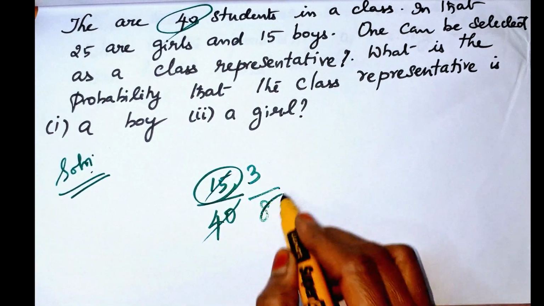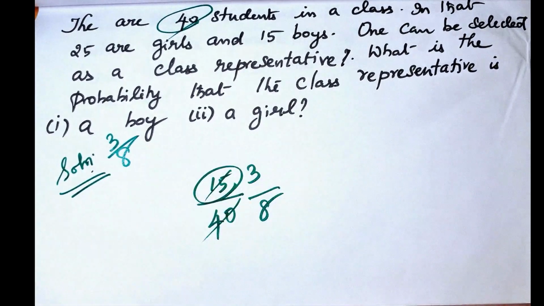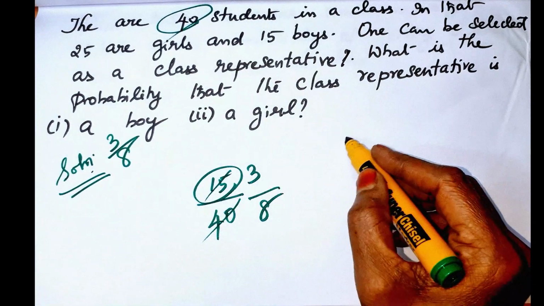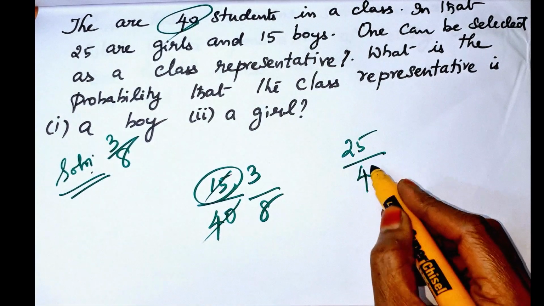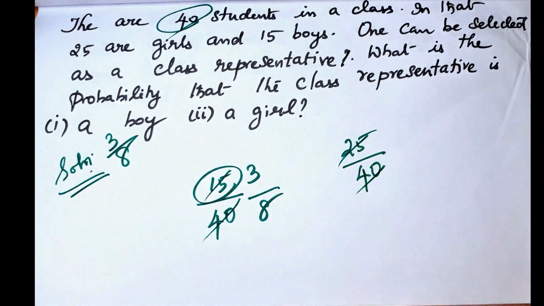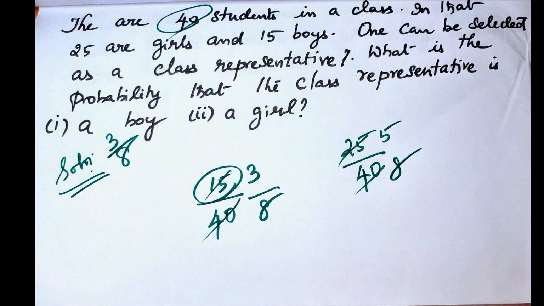3 by 8. So 3 by 8 is the answer for the first question. A boy as a class representative. Am I right? What's the next question? A girl as a class representative. What is the total number of girls we have? 25 out of 40 students. So from this 25 only I have to select a person. So after cancellation the probability is 5 by 8.